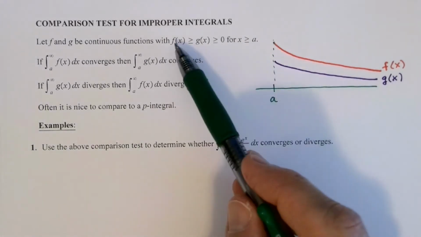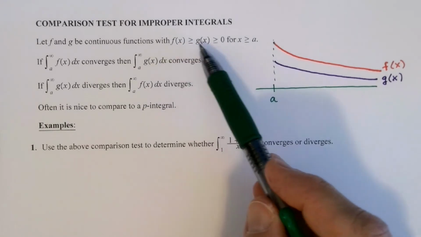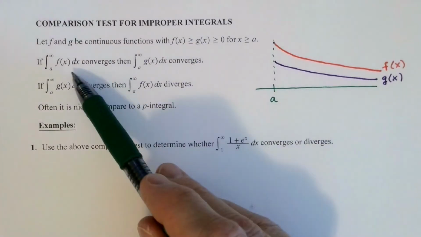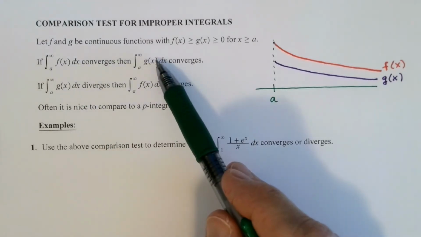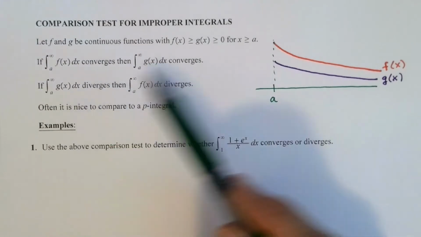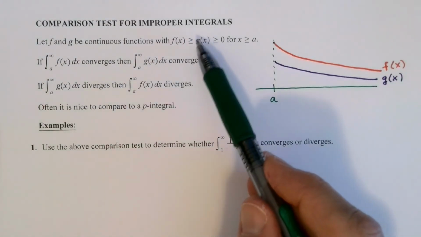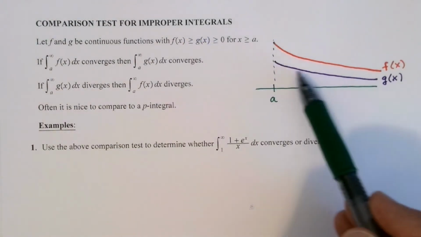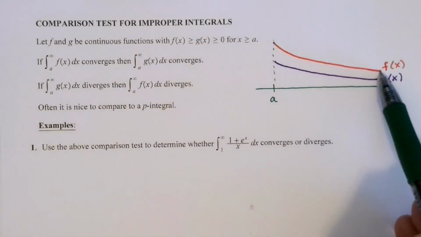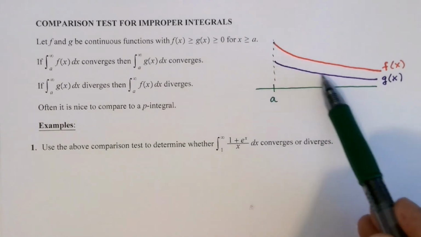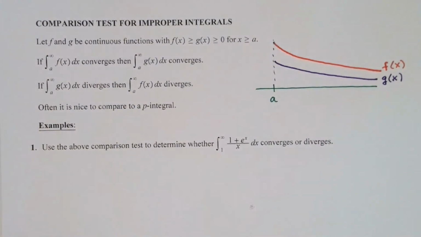So f of x has to be greater than or equal to g of x in order for me to conclude that if the f of x integral converges, the g of x integral converges. On the other hand, notice the divergence has to work the other way. At the lower one, the one below, if that one diverges, then the one above does. Again, if the f of x integral diverges, I don't know anything about g of x. It may or may not converge, the integral from a to infinity.